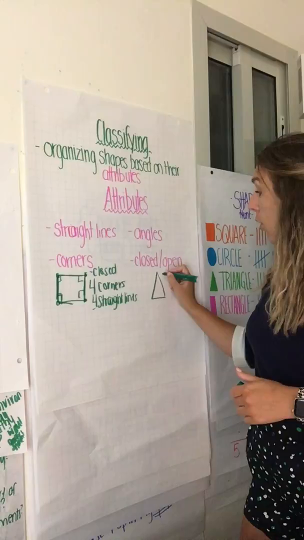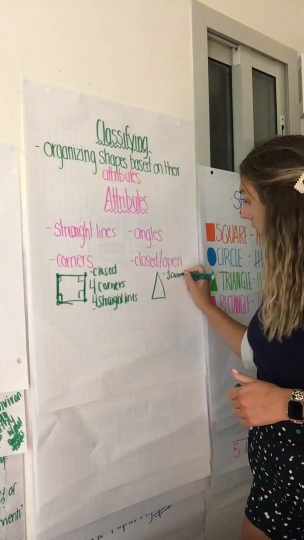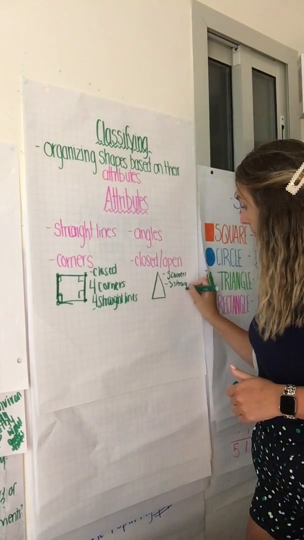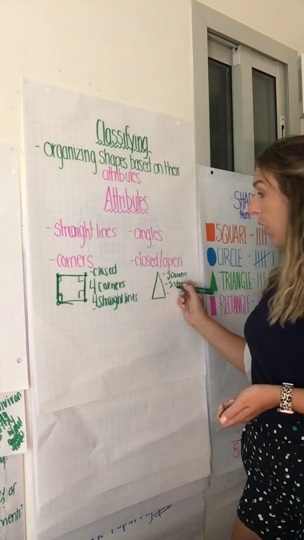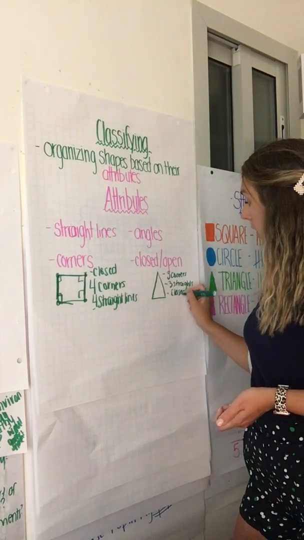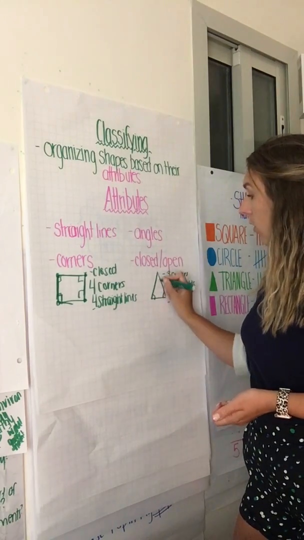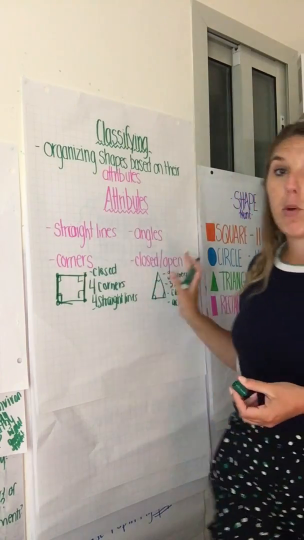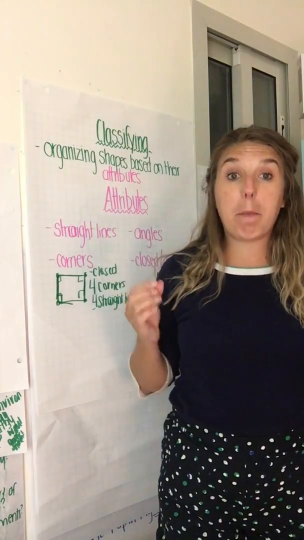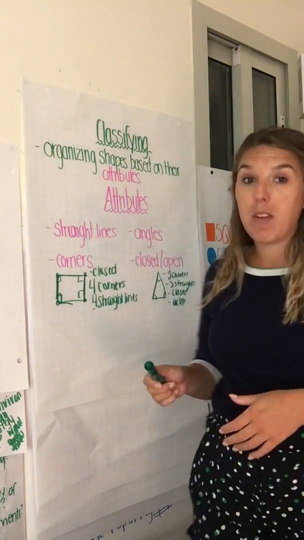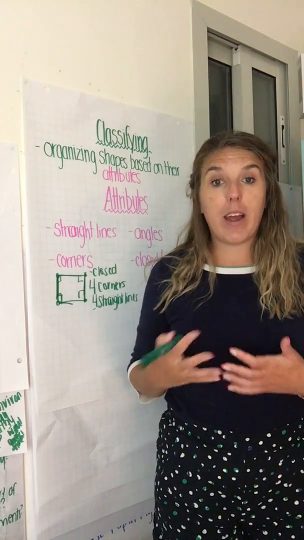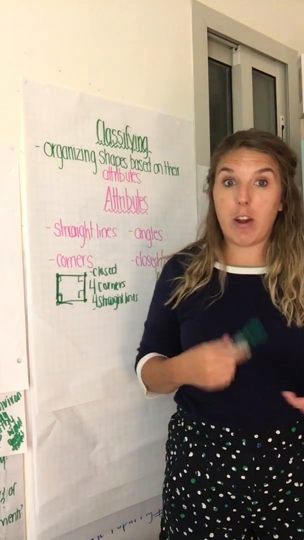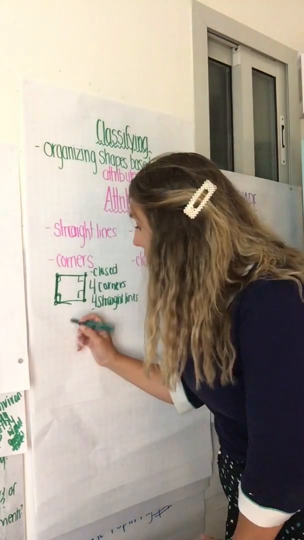We know that it only has 3 corners, 3 straight lines, it's a closed shape, and it's got acute angles in there, right? So we could classify both a square and a triangle based on the fact that they're closed shapes. But otherwise, we wouldn't classify a triangle and a square together because they don't really match in other attributes.